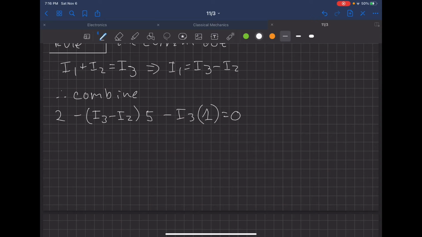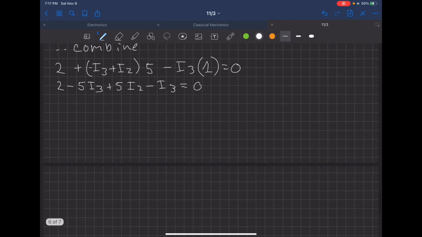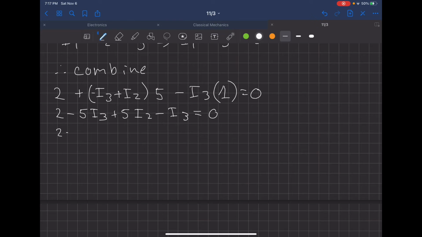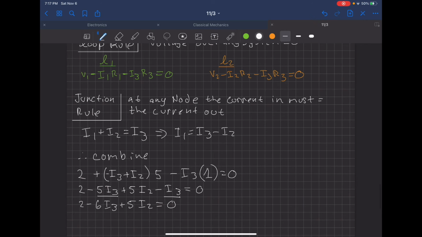Now this equation reduces to 2 minus 5I3 plus 5I2 minus I3 is equal to 0. And then from here we can see that this becomes 2 minus 6I3 plus 5I2 is equal to 0. And we have our other equation, which is this one, which is also in terms of I2 and I3.